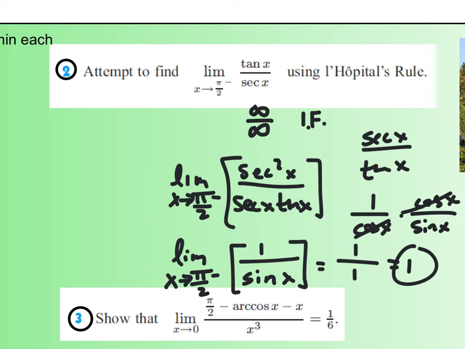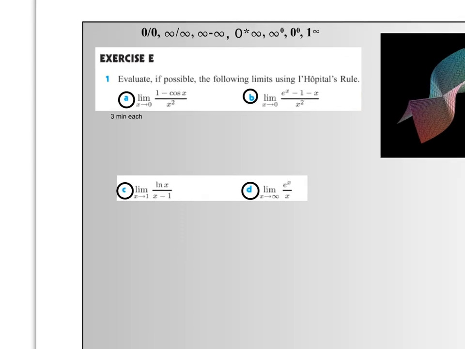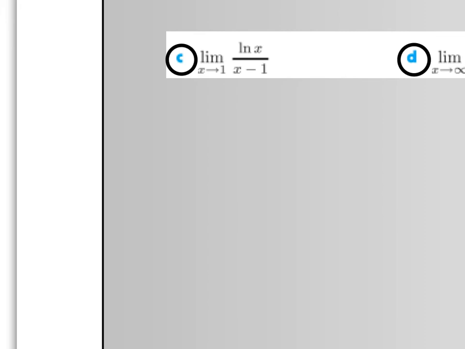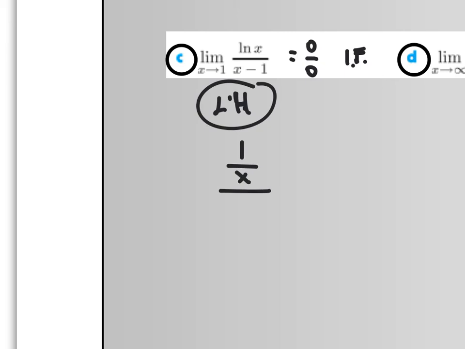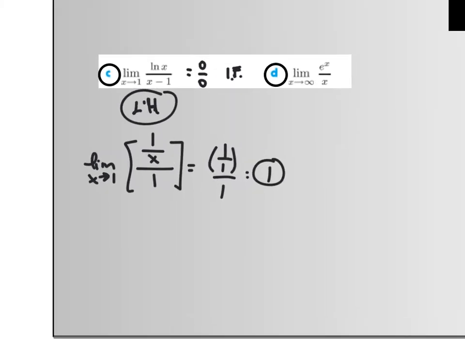All right, let's do one more. Evaluate if possible. Let's see here. Let's do this one right here. Limit as x approaches 1. Well, here I get 0 over 0, so that's an indeterminate form yet again. I'm going to employ L'Hopital's Rule. And I get 1 over x over 1. So the limit as x approaches 1 of this is going to be 1 over 1 over 1, which is 1. Okay, cool, that one worked out.